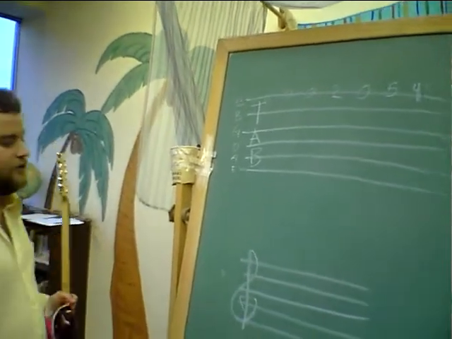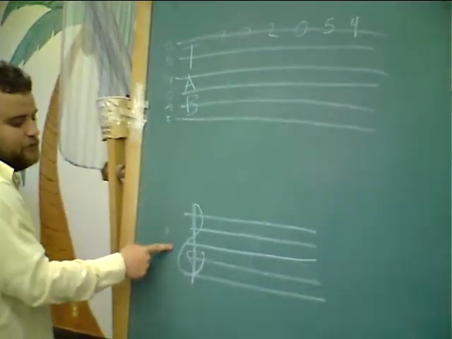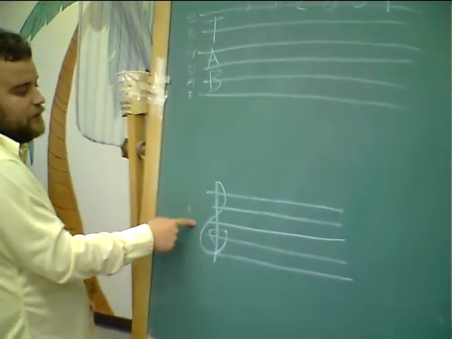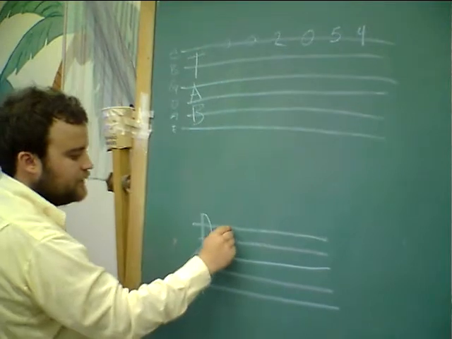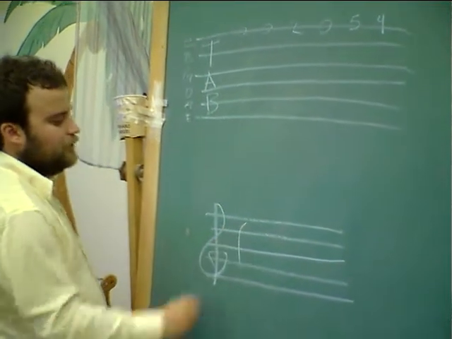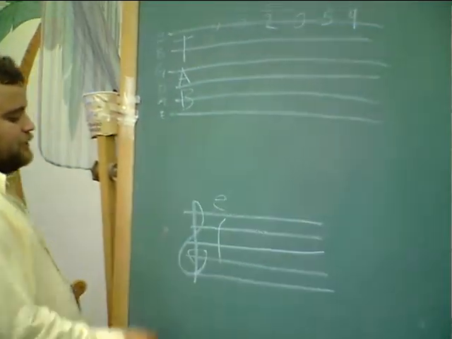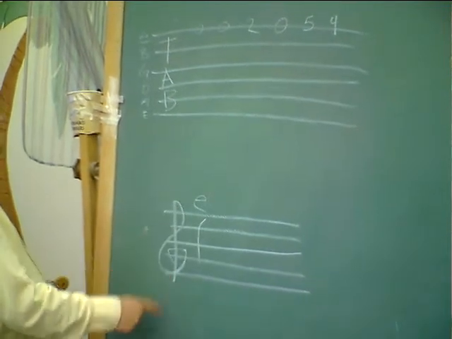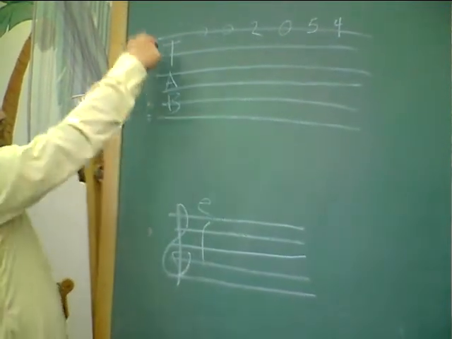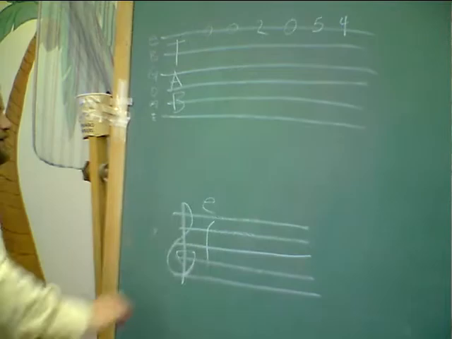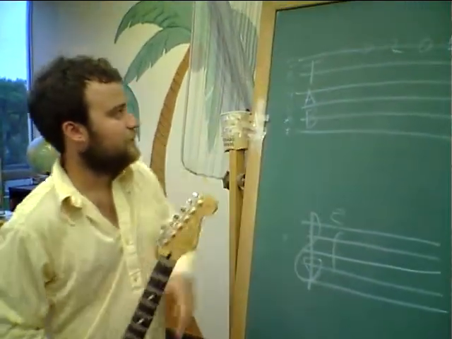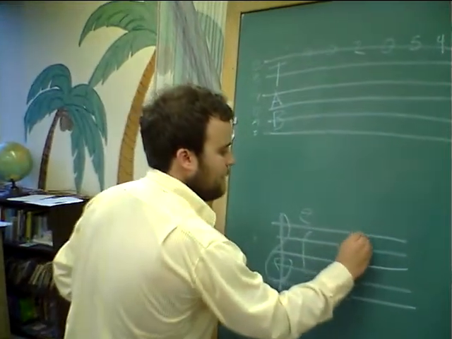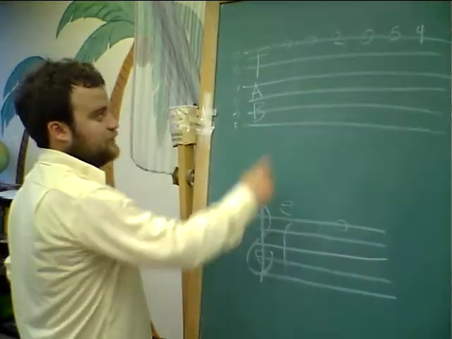So the thing that is important is not to confuse it with this. This has 5 lines. This has 6 lines. So this note is actually this, what we already learned, the E. So if you don't see a treble clef, you don't confuse the two, because that can be a problem. These are not the same thing.